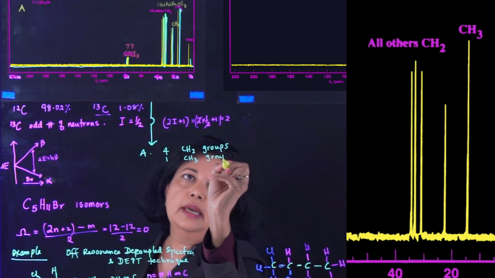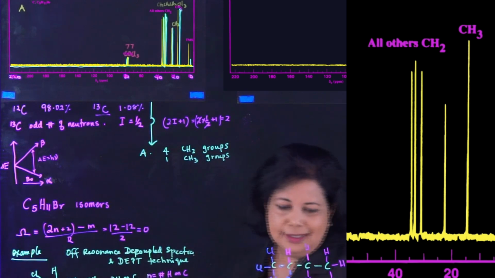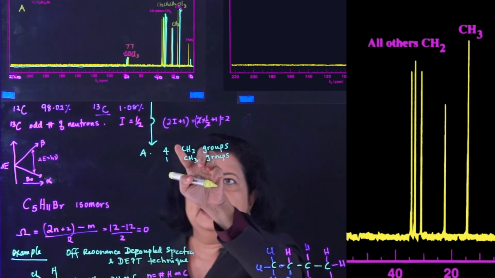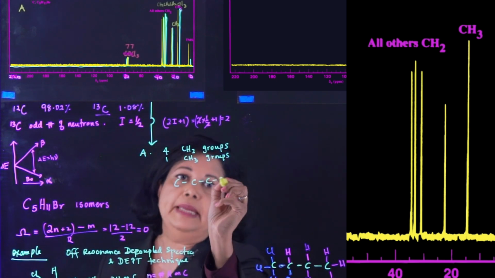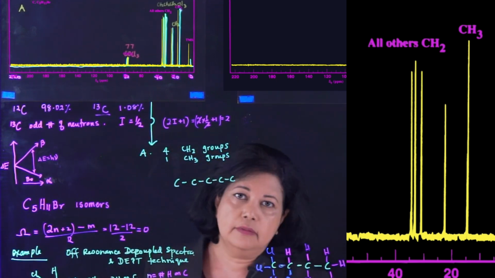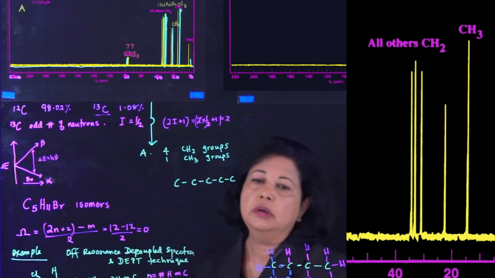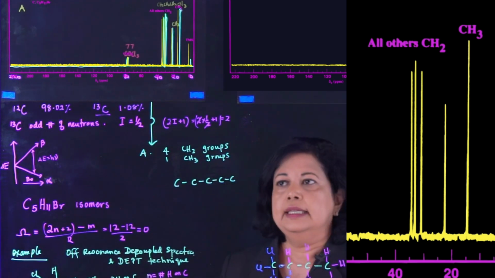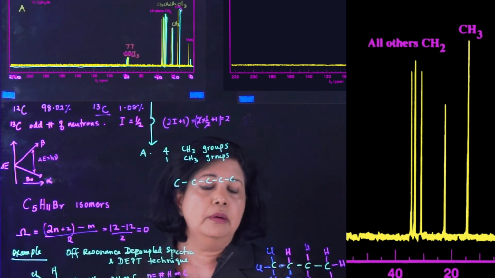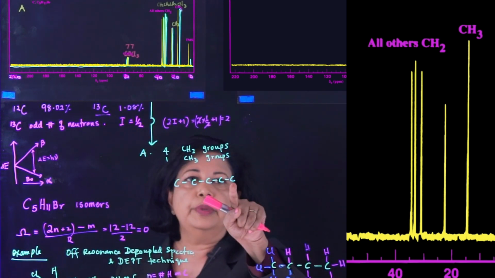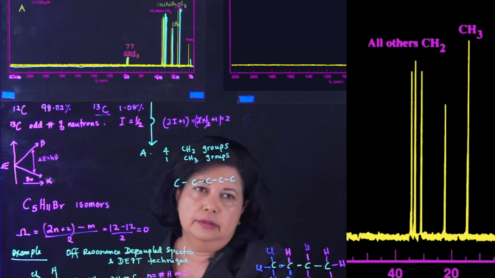And I'm sure by now you'd have figured out what that is. Basically all 5 carbons here have different peaks. That means they are in different environments. There's absolutely no symmetry that makes any of these carbons identical. So where would you put your bromine? Would you put it here, here, here, here, or here?